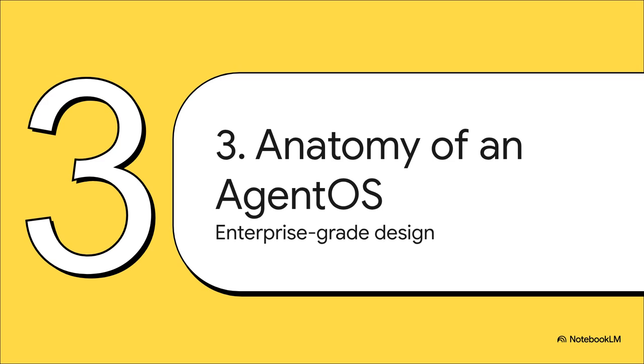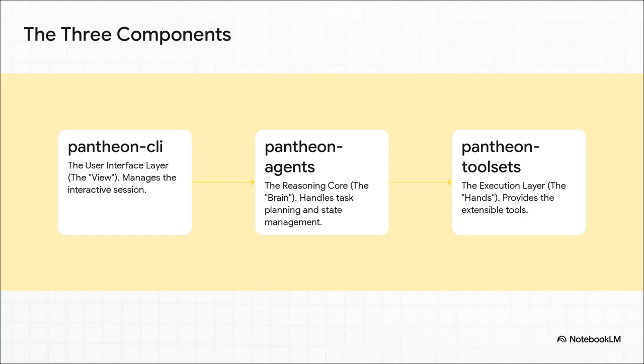Okay, section 3. Now, for all of us engineers in the audience, this is the good stuff. Let's take a look under the hood at how this thing is actually built. The architecture is beautifully clean, broken into 3 distinct packages. First, you've got Pantheon CLI. That's your user interface, the view. Then you have Pantheon Agents, which is the brain. That's where the LLM integration, the reasoning, and the state management all live. And finally, Pantheon toolsets. These are the hands, the actual functions and tools the agent can pick up and use.